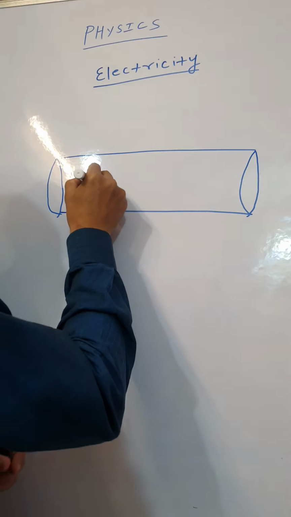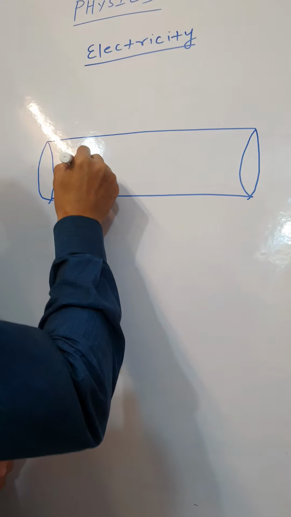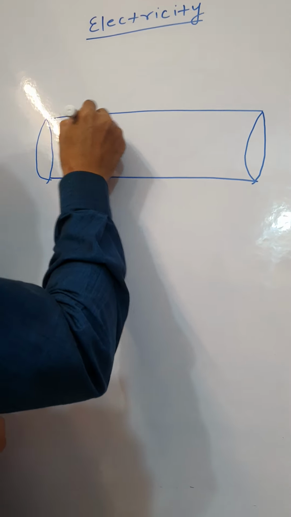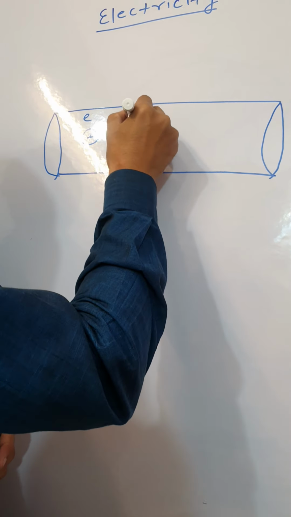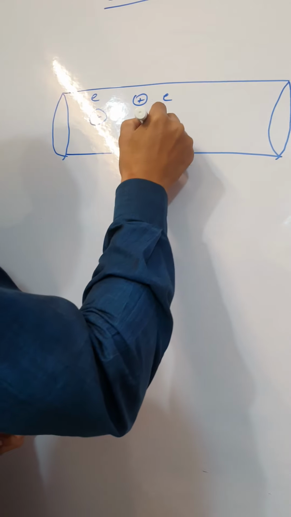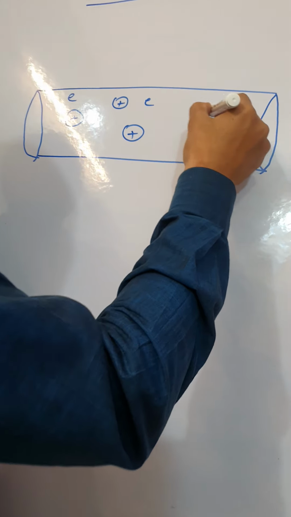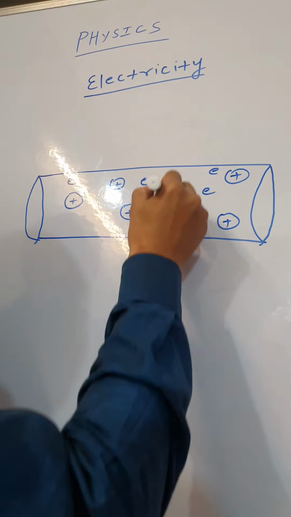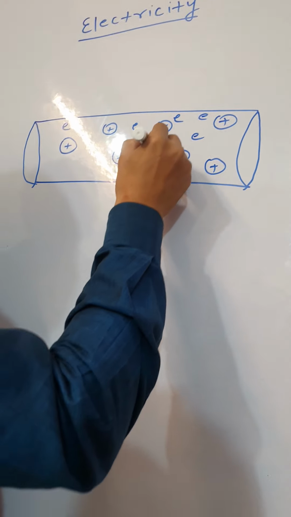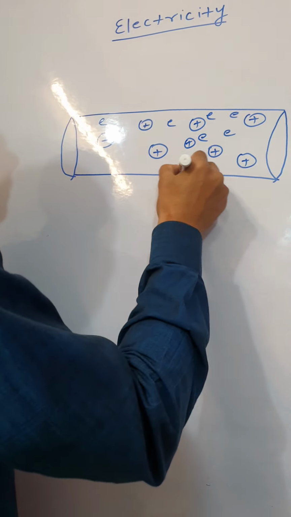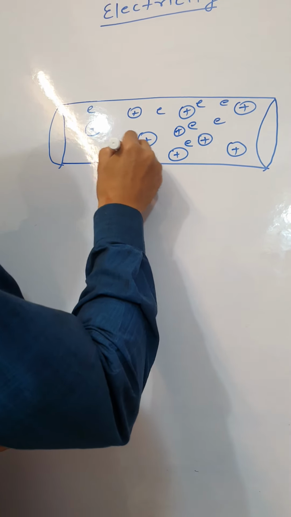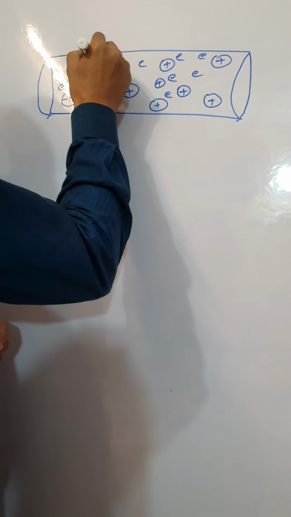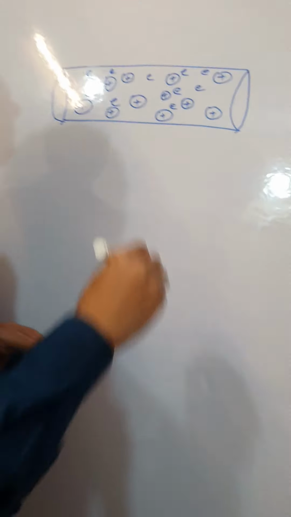Okay, so we are talking about the conductor. Suppose this is a conductor, and we are referring to the positive lattices as an encircled plus, and electrons with E. So there are so many positive lattices and so many electrons inside the conductor. Some kind of this picture is there.